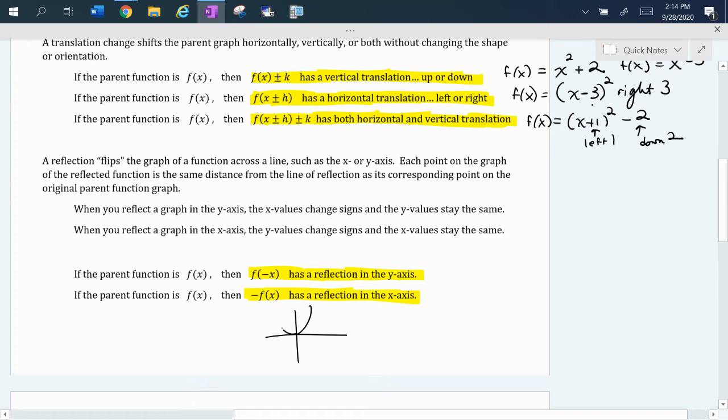So if x squared looks like this, then negative f of x would look like this. And if we want to reflect f of x over the y-axis, f of negative x would look exactly the same. We're just reflecting it over the y-axis.